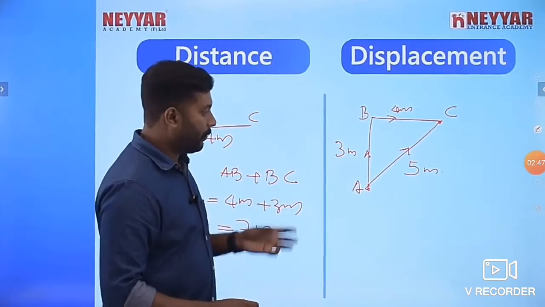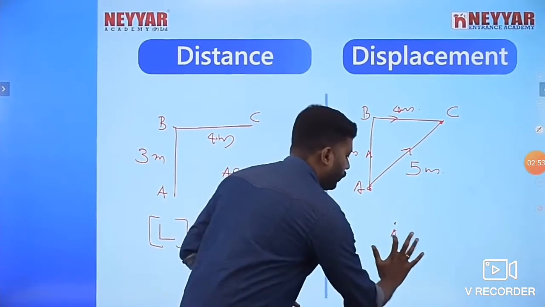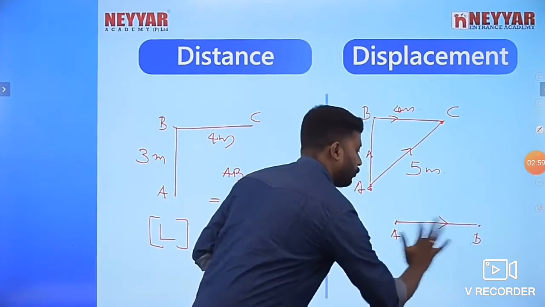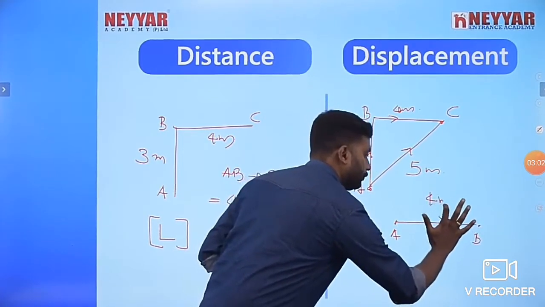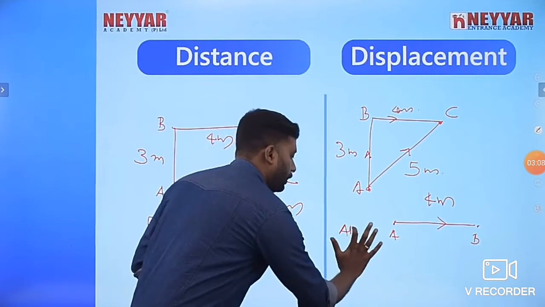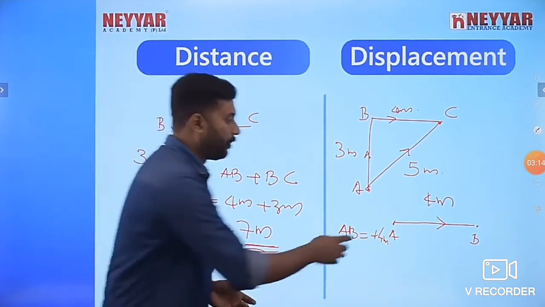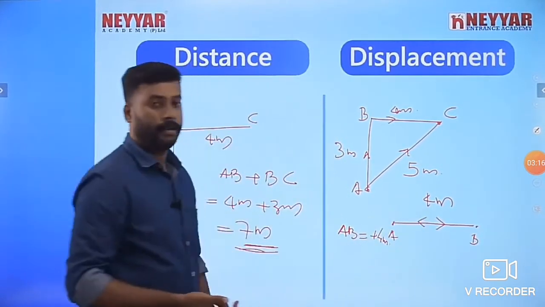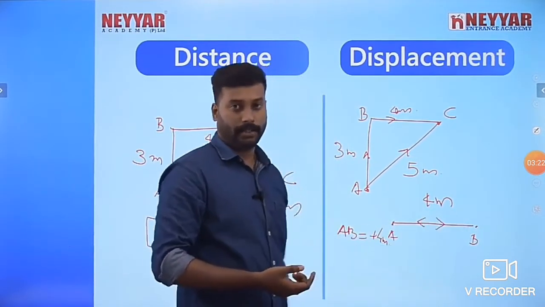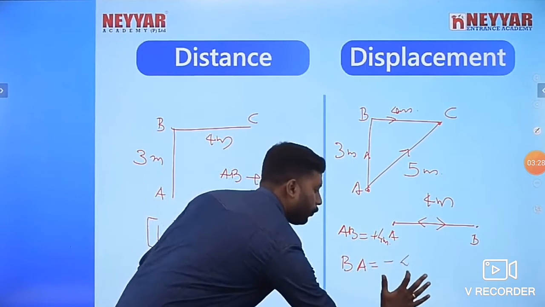Since displacement is a vector quantity, it has both magnitude and direction. Suppose a body is moving from A to B. Initially moving from A to B, suppose the path length between them is 4 meters. Then the displacement when it travels from A to B is taken as plus 4 meters. Then what will happen if he returns from B to A? On his return, he travels the same distance 4 meters, but the direction is changed. So we can represent the displacement when he travels from B to A as minus 4 meters.